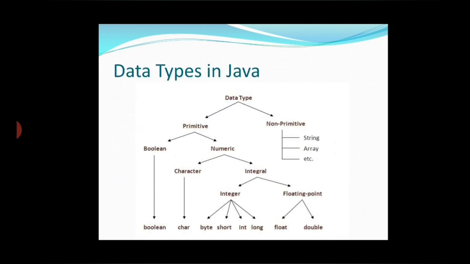Data types in Java. This diagram shows us the various data types. Data type is divided into primitive and non-primitive. Primitive is further divided into Boolean and numeric. Boolean is again divided into Boolean. Numeric can be character or integral. Character is shown as char format, and after that integral is divided into integer and floating point. As we all know, float always shows the decimal values, and non-primitive are string, array, etc. I hope this is all clear.